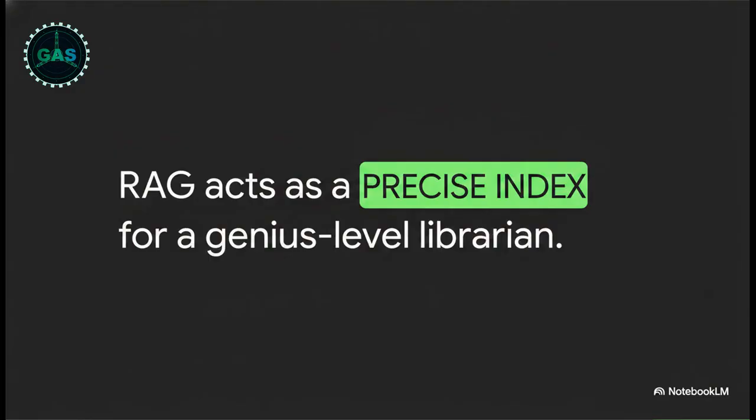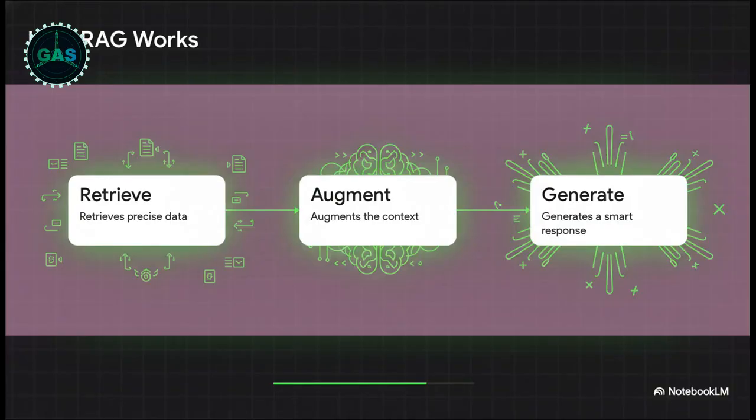Think of it this way. Instead of forcing a brilliant librarian to memorize every single word of every book in a massive corporate library, RAG simply hands them a precise index card. When you ask a question about a specific HR policy, the librarian doesn't guess from memory. They instantly use that index card to locate the exact book, flip to the exact page, and quote the exact sentence. The framework is incredibly elegant, and it completely bypasses the standard limitations of an AI's context window.